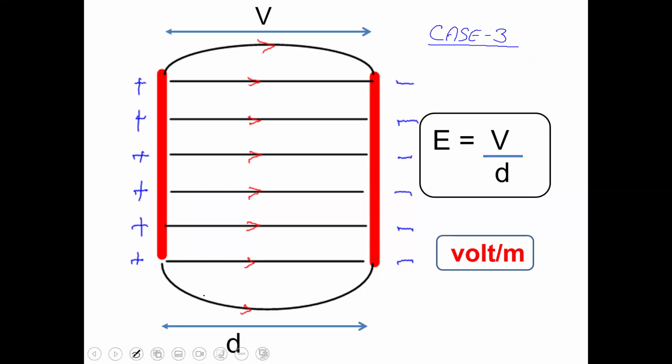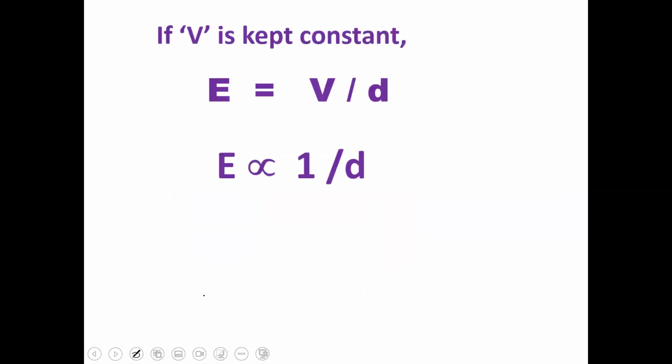Now look at this idea. If capital V, if you want to keep the voltage constant, then E and D are inversely proportional. What's the meaning of E and D inversely proportional? It means that if you bring the plates closer, electric field strength will increase. If you move the plates away from each other, electric field strength will decrease. So you have to give a side heading case number 3 and you have to copy this.